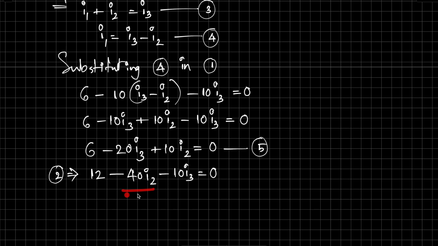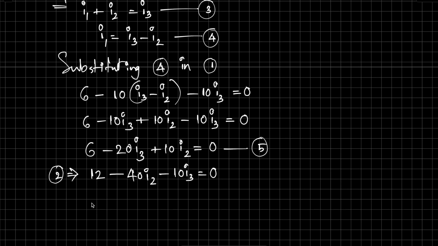We have minus 40 I2 here and plus 10 I2 here. So if you multiply equation number 5 with 4, this will be plus 40 I2. Then if you add these two equations, you can eliminate I2. Or you can multiply equation number 2 with minus 2. That will make this term plus 20 I3. Then if you add these two equations, you can cancel out minus 20 I3 and plus 20 I3.